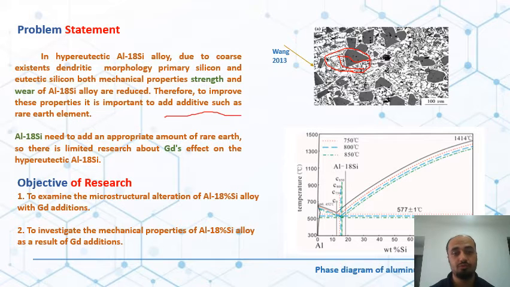So in this research we will add gadolinium, and there is limited research on this element. The objective of the research is, first, to examine the microstructure alteration of aluminium 18 silicon alloy with Gd additions. Second, to investigate the mechanical properties of aluminium 18 silicon alloy as a result of Gd addition.